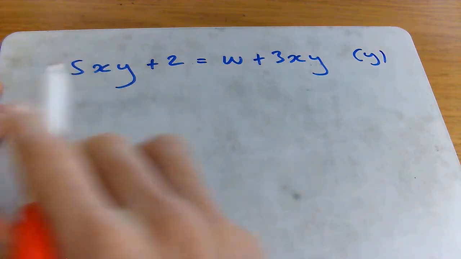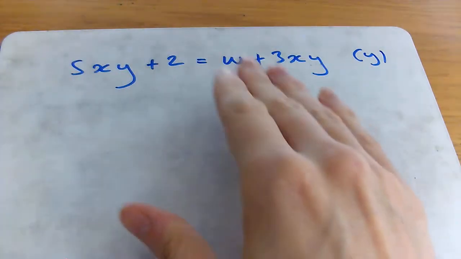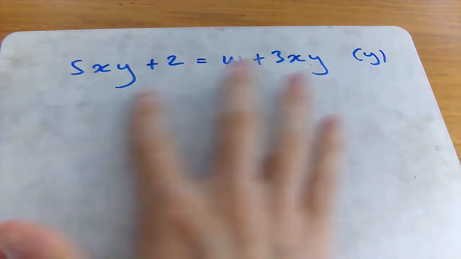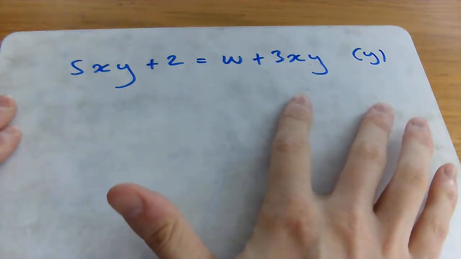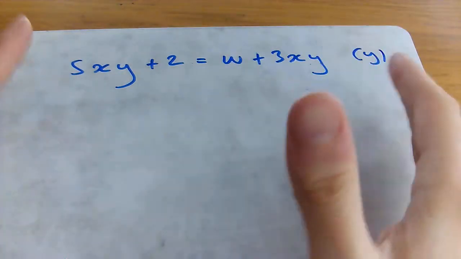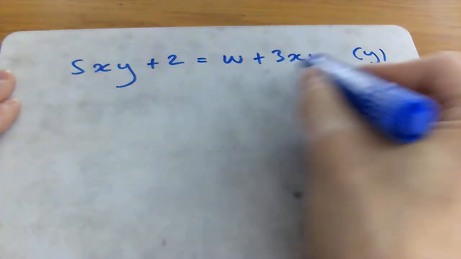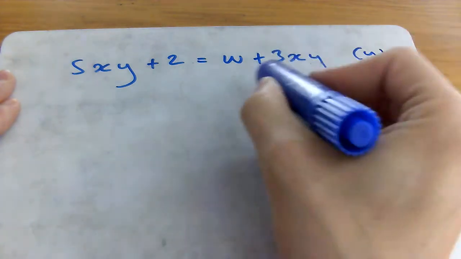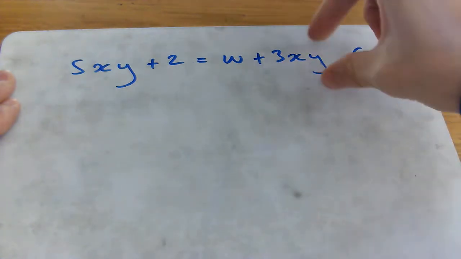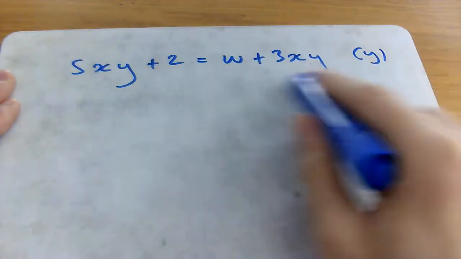So in this case, we've got 5xy plus 2 equals w plus 3xy. I'm trying to make y the subject here. Well, we've got y in two places. So initially, we don't want that. We're going to try and get all the terms with y on the same side. So I'm going to subtract 3xy from both sides. You've got to do 3xy. You can't just take the y away because that is a single term.